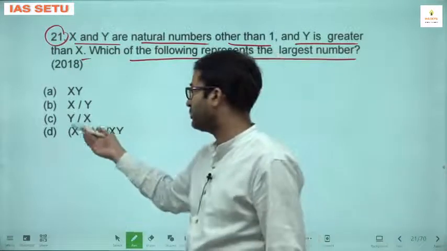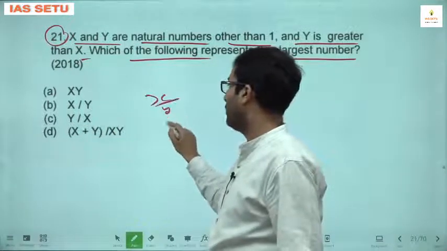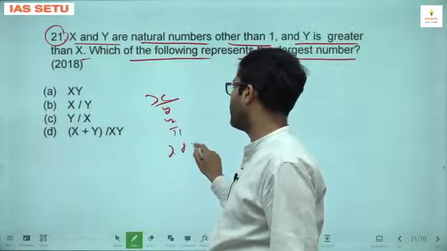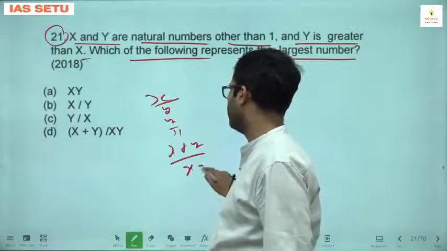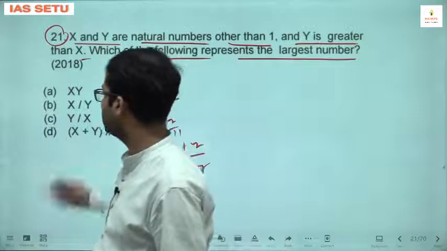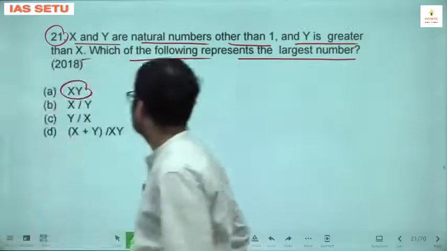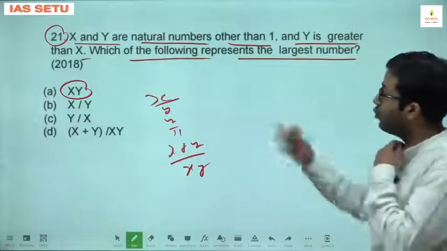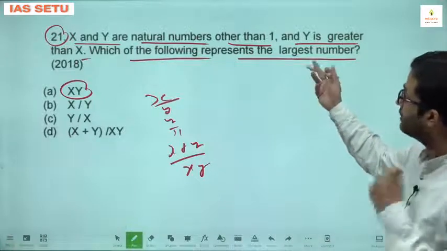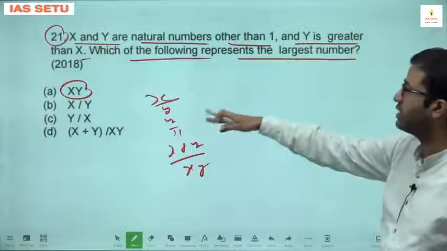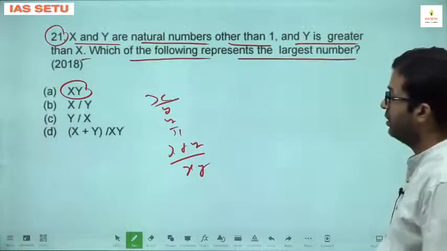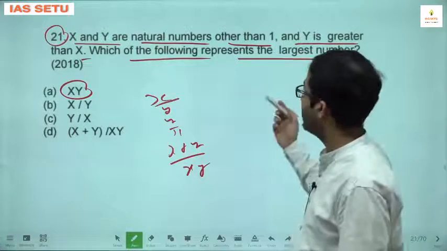x into y, x upon y, y upon x, (x plus y) upon (x into y). So here, three answer options are fractions. Answer option A is a multiplication, so this is x into y, and both numbers are greater than 1, actually. And y is greater than x.